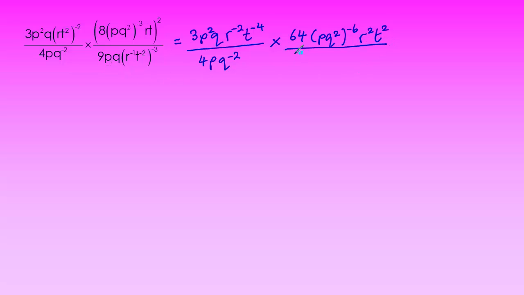On the bottom, there's not too much to do with the 9pq at the moment. Then all of this is to the negative 3, so negative 1 times negative 3 is 3, so that would be r cubed. And then we'll end up with t to the power 6.